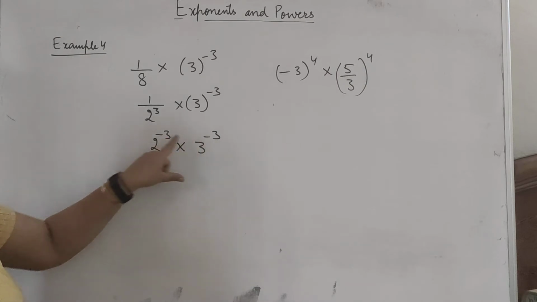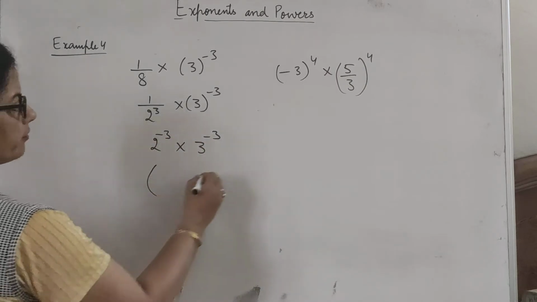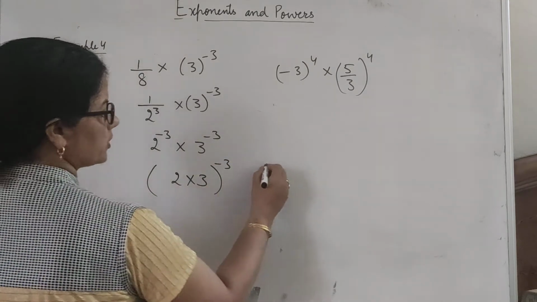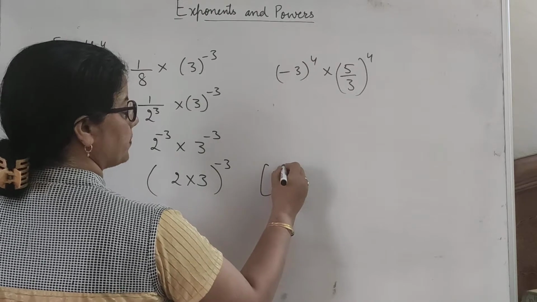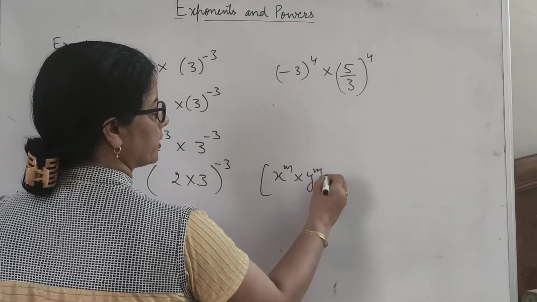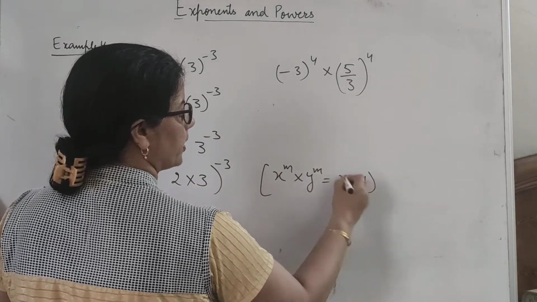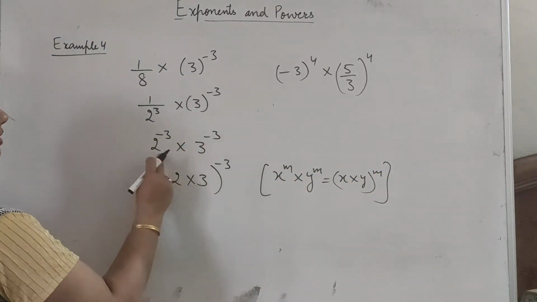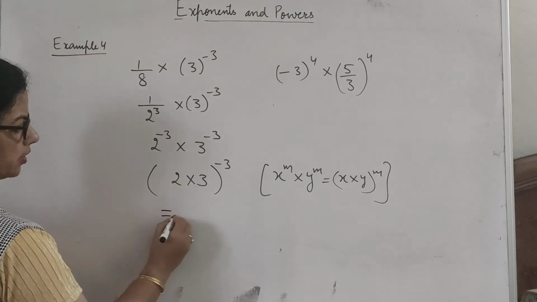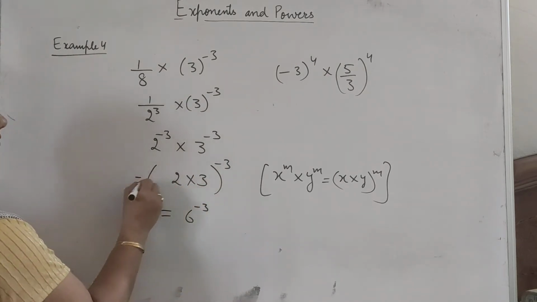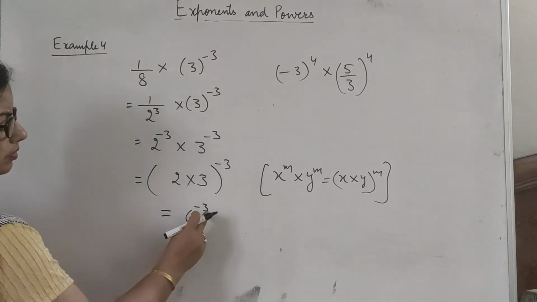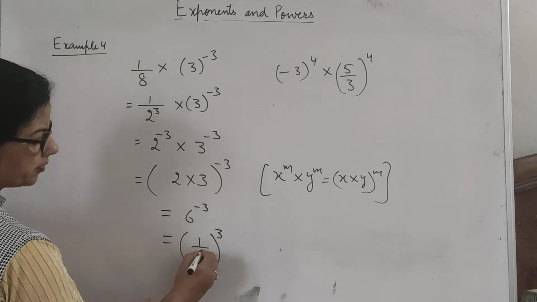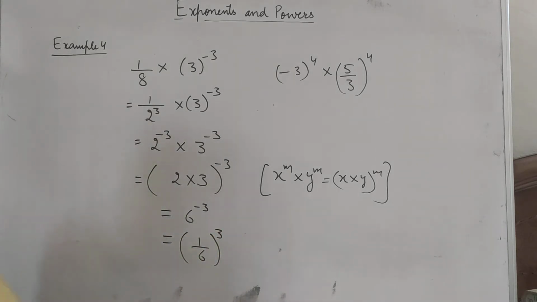Now both are having the same exponent, so the exponent will remain the same and we will multiply the bases. Which law will we use here? x raised to the power m into y raised to the power m is equal to (x into y) raised to the power m. This law we will use here. Power will remain as it is and we will multiply the bases. It will be 6 raised to the power minus 3. Now negative power is there. We can make it positive by taking the reciprocal of the base.